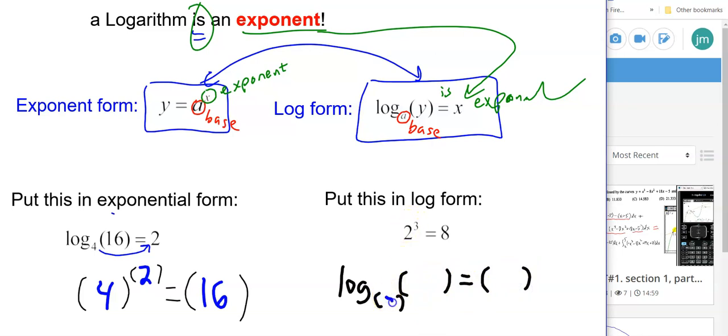So 2 is down low. 3 is the exponent that goes on the other side of the equation for the log, and 8 goes in the other spot. So log base 2 of 8 must equal 3, which is basically saying 2 to the third power is equal to 8.